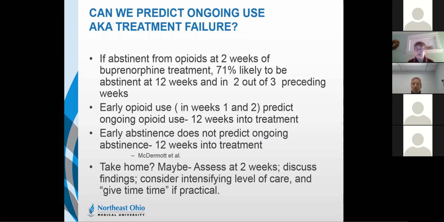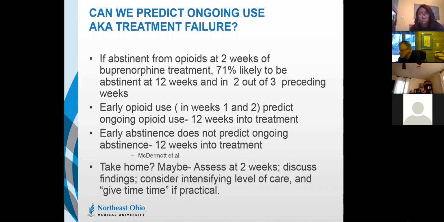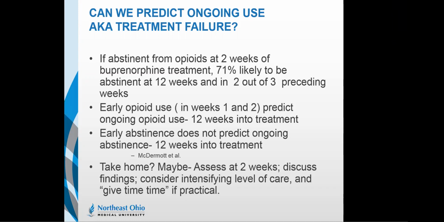Early opioid use in weeks 1 and 2 predicts ongoing opioid use at 12 weeks into treatment, but early abstinence from opioids really didn't predict ongoing abstinence at 12 weeks. Even though there was a likelihood of some abstinence, it wasn't assured that initial abstinence would mean that you'd have a patient who wouldn't slide back into opioid use. About 1/3 of the patients in this study did that.